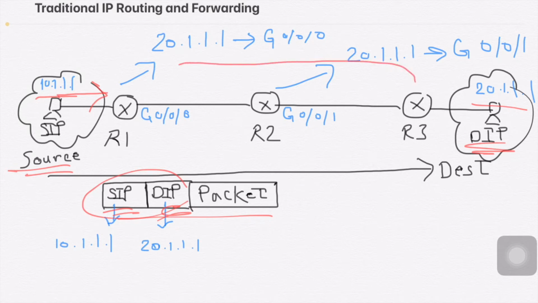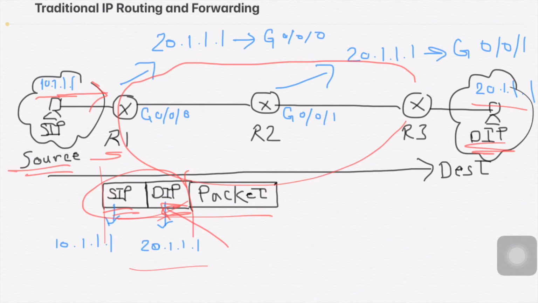We have here R1, R2, and R3. The routers together will start to receive the packet, and router R1 will receive the packet from the source because R1 is the gateway router of the source IP address. Router R1 will de-encapsulate the packet and check the destination IP address, which is 20.1.1.1, and try to search this IP address in its existing routing table.